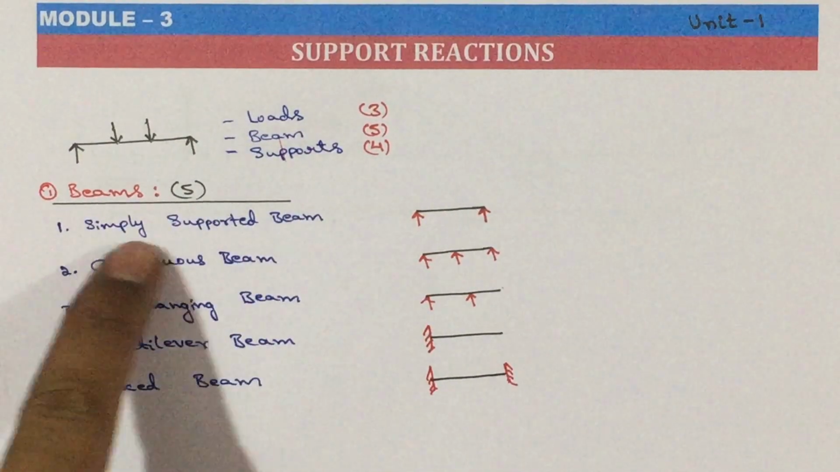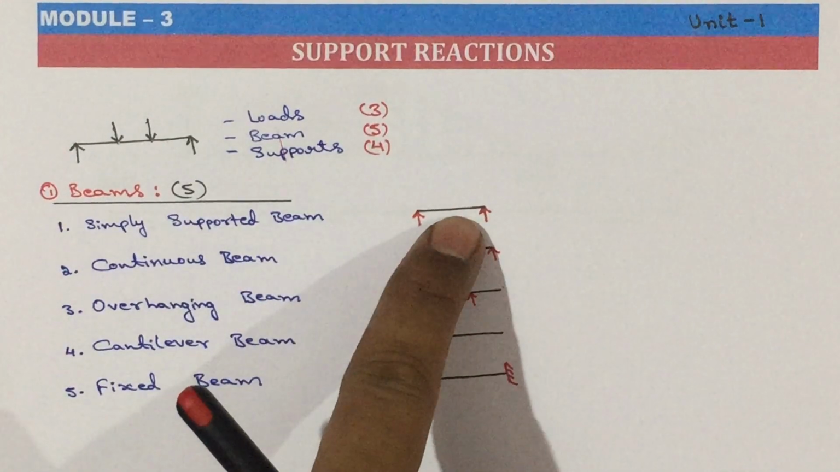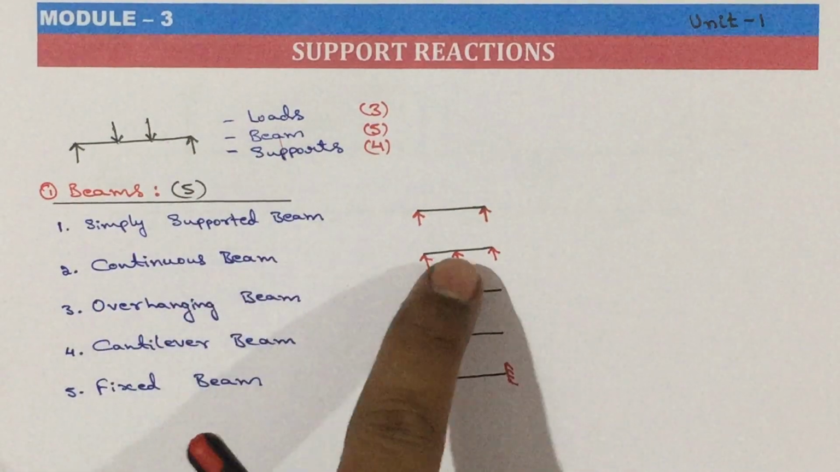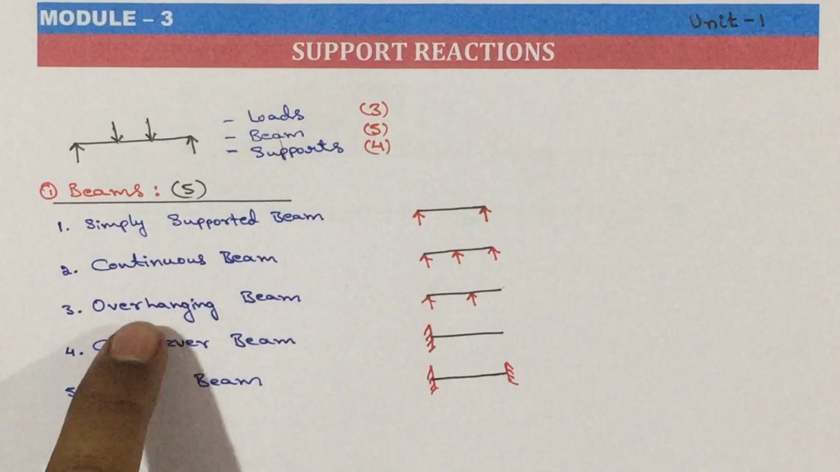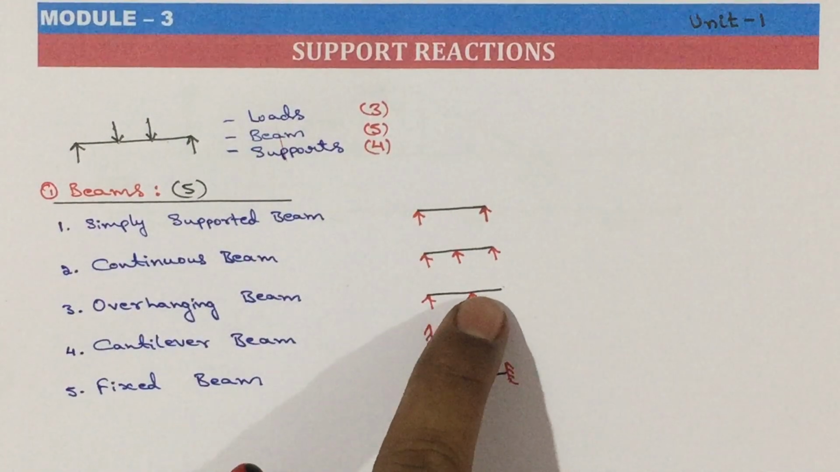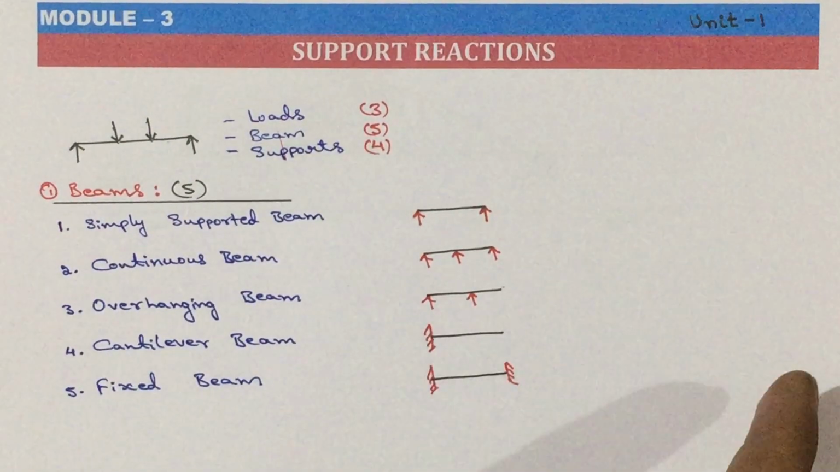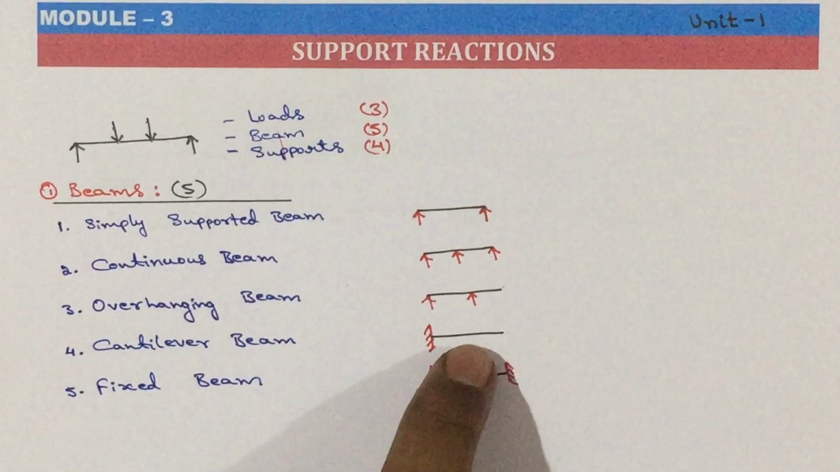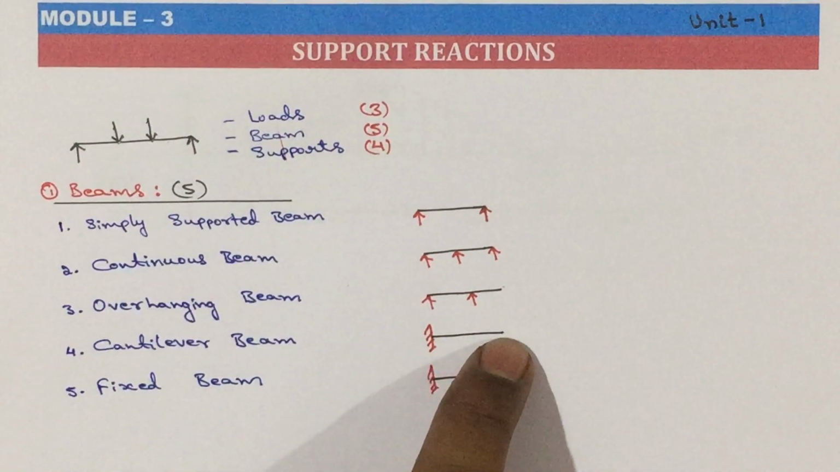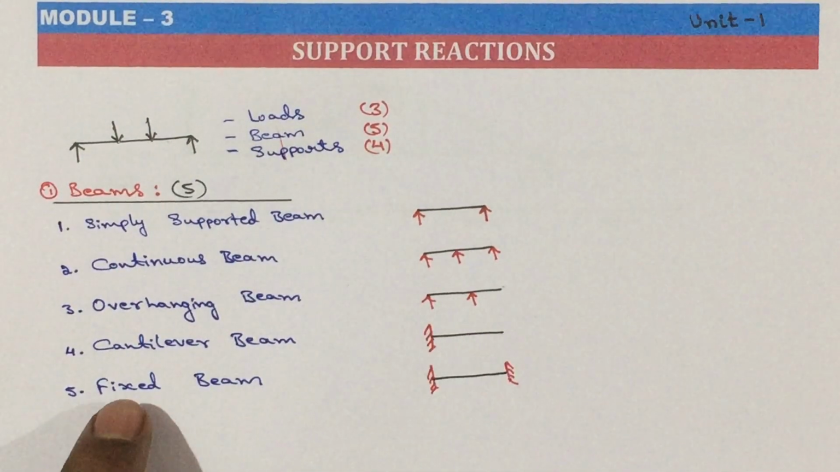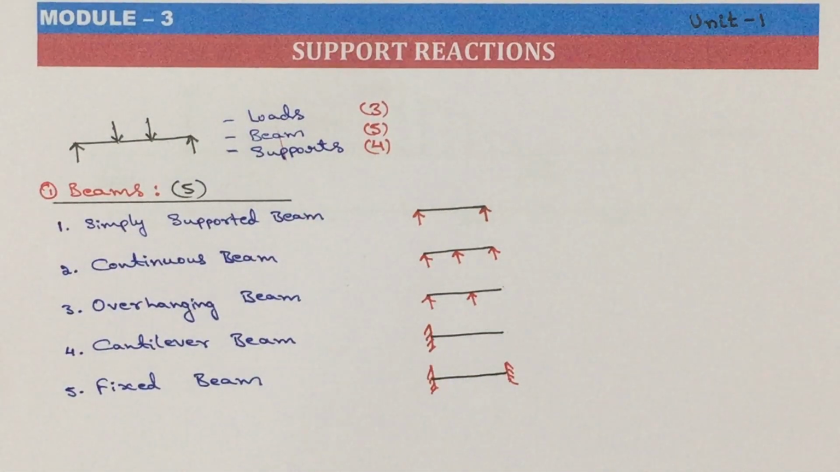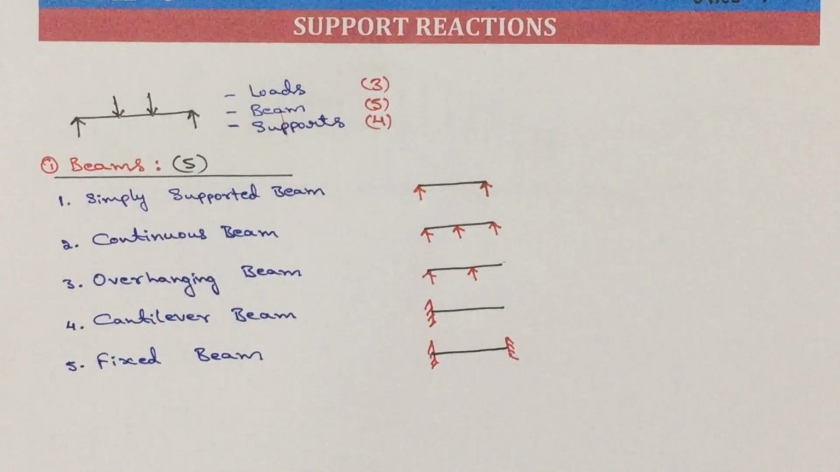Here we have 5 types. A simply supported beam: a beam provided with 2 simple supports at the ends. Continuous beam: a beam with more than 2 supports. Overhanging beam: if a portion of the beam is extended behind the support. Cantilever beam: if one end of the beam is fixed and the other end is free. Fixed beam: if both the ends of the beam are fixed. Then we will look into the types of supports.